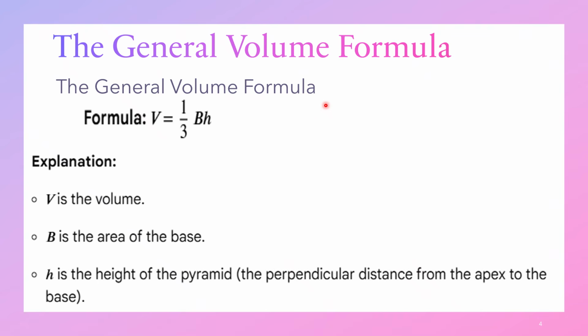Now, the general formula of the pyramid is V equals 1/3 BH, where V is the volume, and B is the area of the base. H is the height of the pyramid, that is the perpendicular distance from the apex to the base.